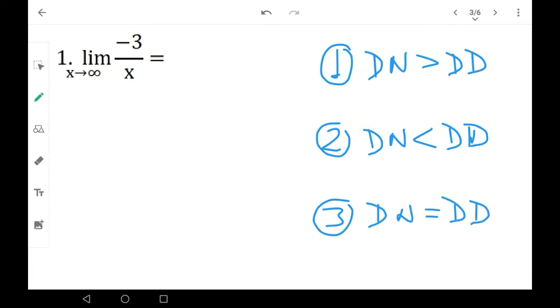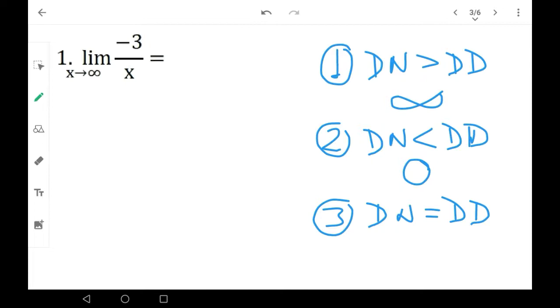What does degree mean? It means the power of the greatest x that I have. It could be on the numerator or the denominator. That is what degree means. So what happens in the first case, when the degree of the numerator is greater than the degree of the denominator? My answer would be infinity. And when the degree of the numerator is less than the degree of the denominator, my answer would be 0.